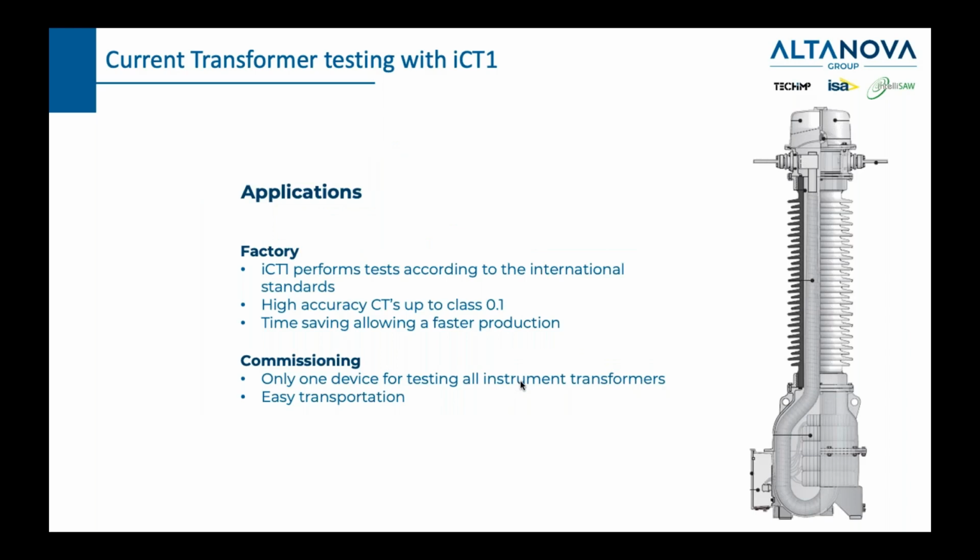The applications for the ICT1 are in the factory or in the field. In the factory, we can perform standard tests, and we can perform a high accuracy CT test up to 0.1%. And in commissioning, because it's a lightweight device and you can do all the necessary tests for a CT on site, you can easily transport it and use this one device with one set of connections to do the CT testing.